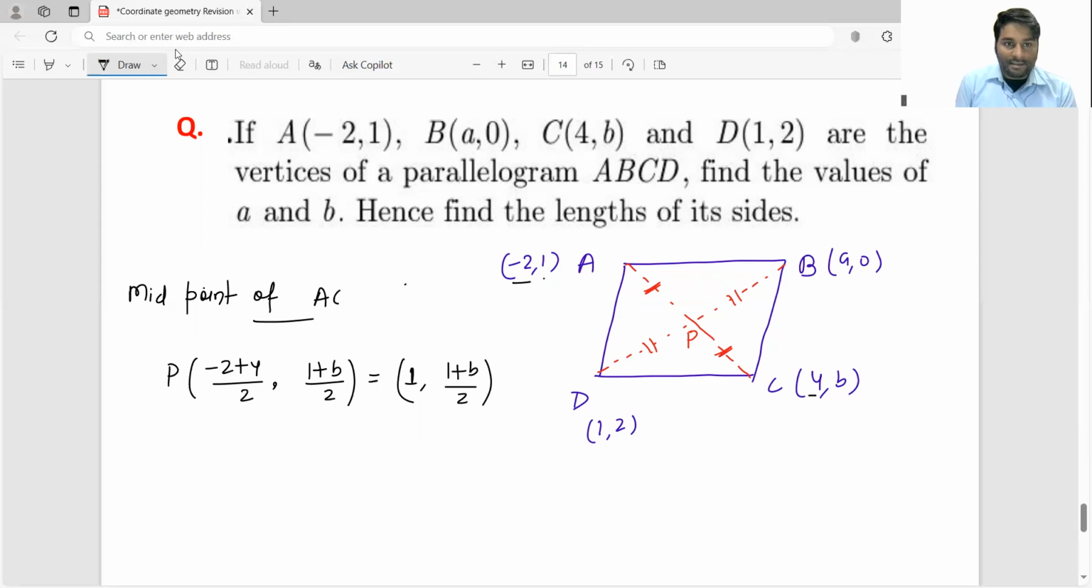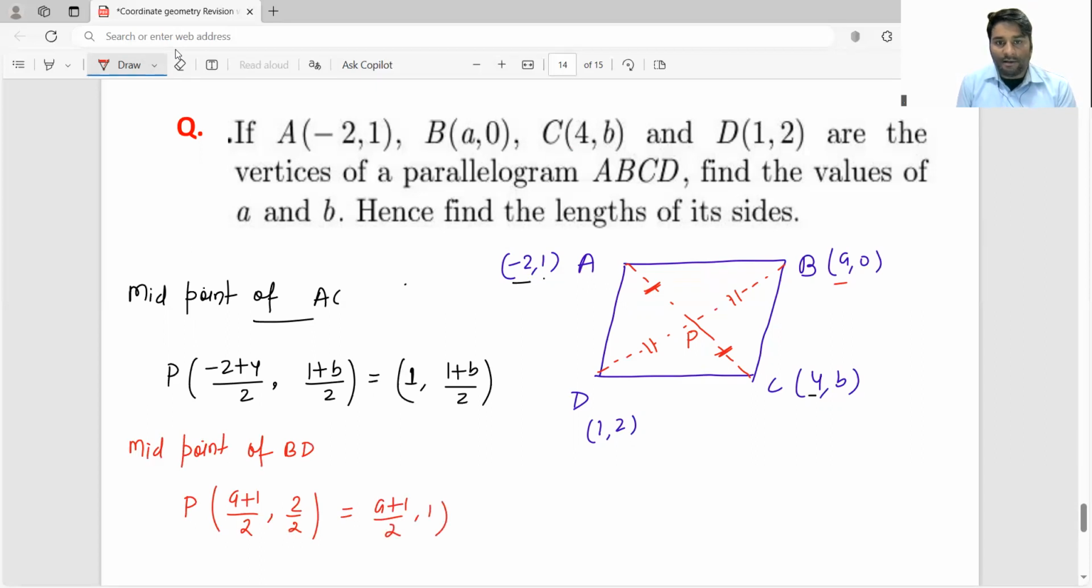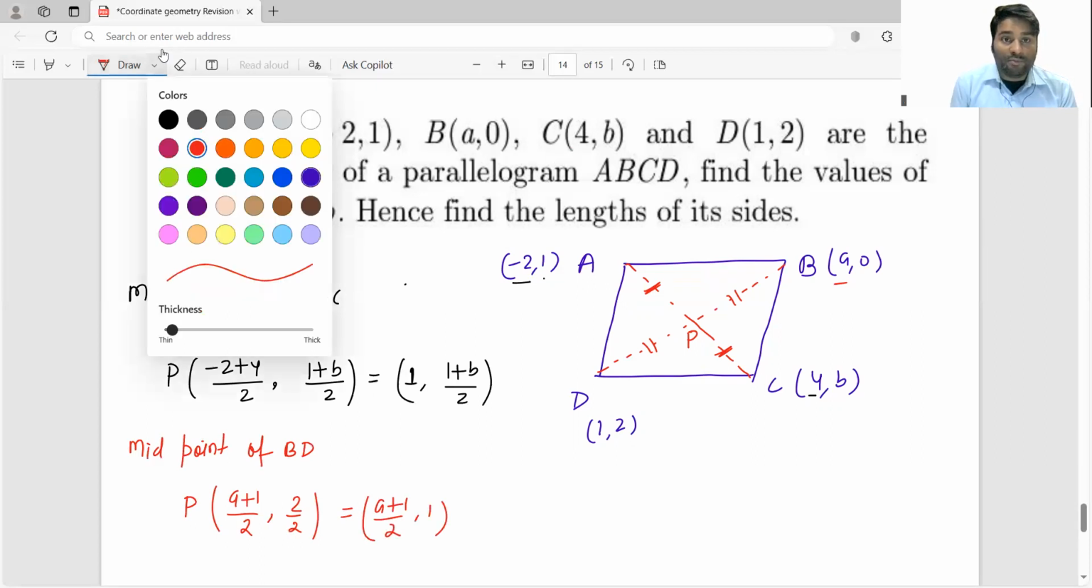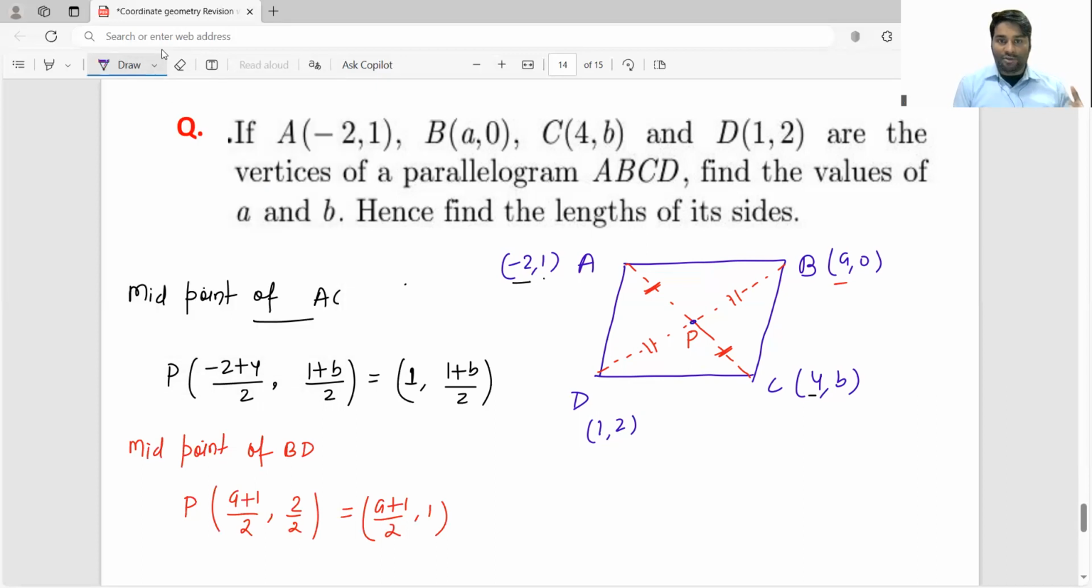And the next thing is you can easily find the midpoint of BD. Again, the point will be the same, P. So this will be a plus 1 by 2 and 0 plus 2, that is 2 by 2. And this is equal to a plus 1 by 2 and 1. Now you can see both points are the same. So this one will be equal to this one, that is a plus 1 by 2 is equal to 1.